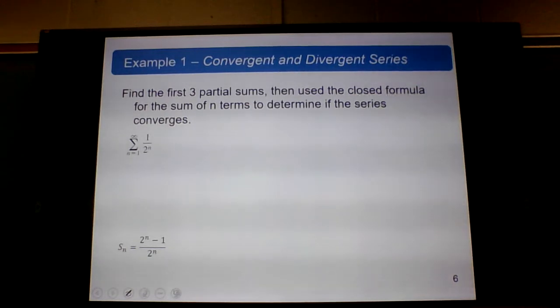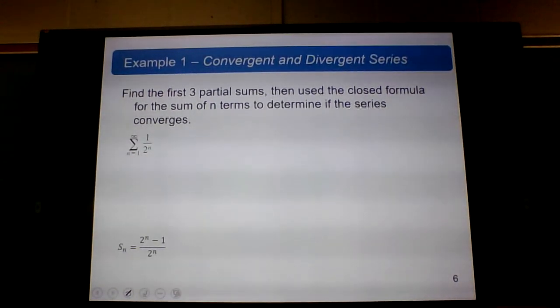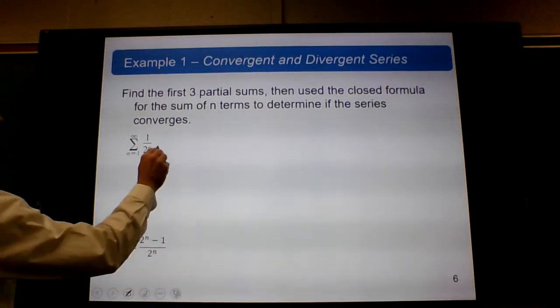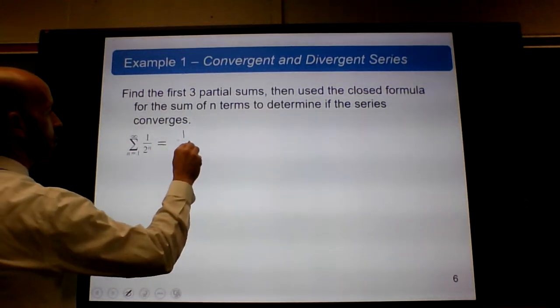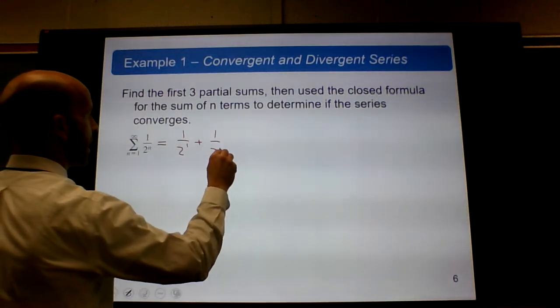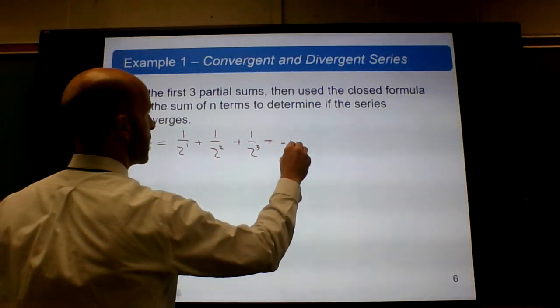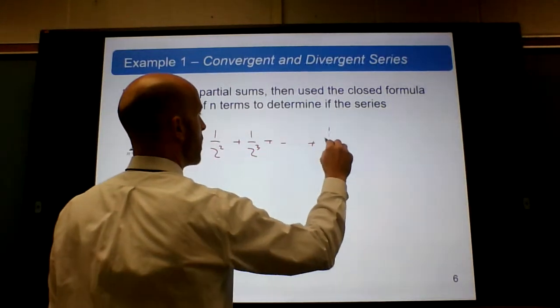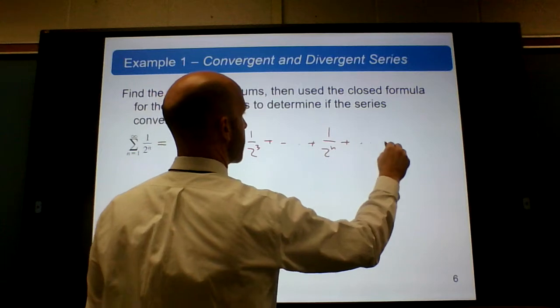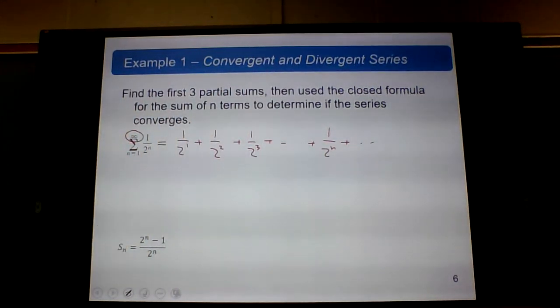So let's go ahead and look at our first example here. We have the summation of 1 over 2 to the n. I'm just going to list out a few of these. So this is equivalent to 1 over 2 to the first, plus 1 over 2 to the second, plus 1 over 2 to the 3, plus ..., plus 1 over 2 to the n, plus ... So that's what this sum is. And by the way, notice we're going to infinity here.